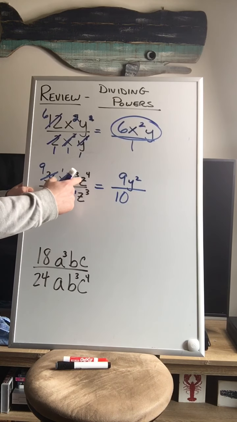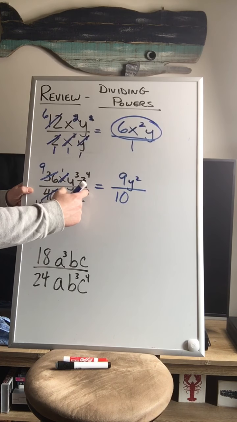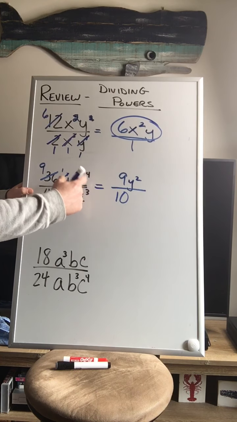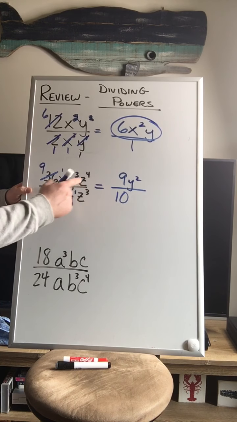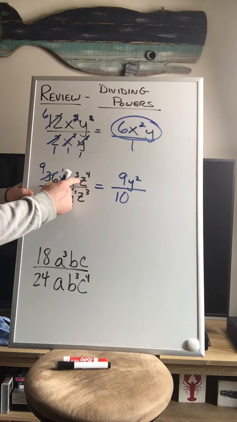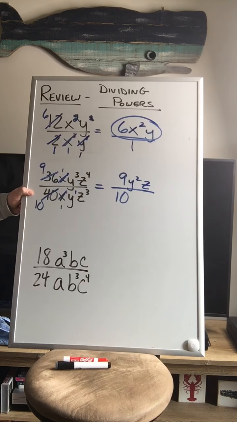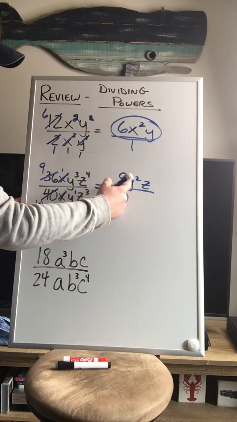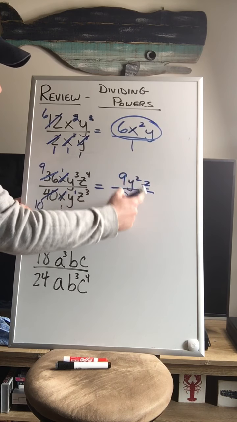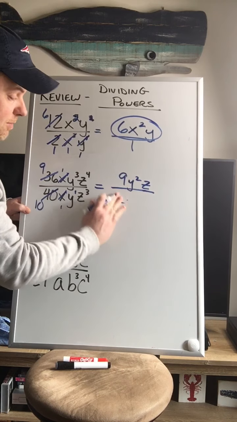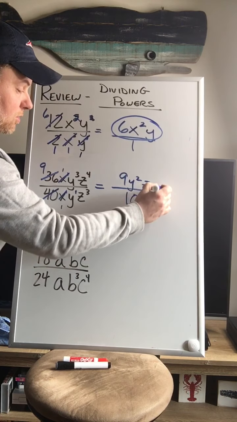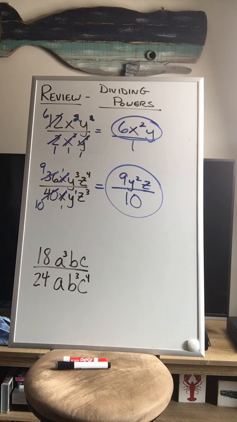Right? And then here I have z to the 4th divided by z to the 3rd. So 4 minus 3, that's going to be z to the 1st left over. And since there were more z's in the numerator, the leftovers are going to be there. Okay? So that's my answer: 9y to the 2nd, z over 10. The only thing in the denominator is 10. If you want to center that 10 to make it look a little bit nicer, that's our final answer.